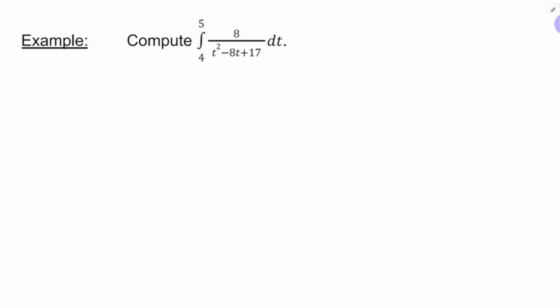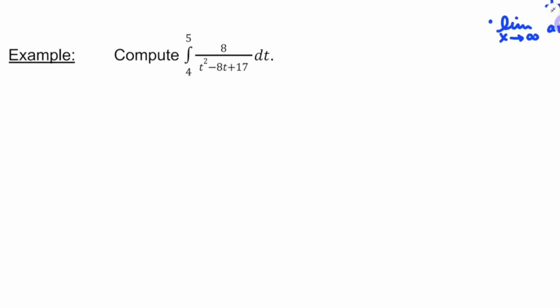So if I was confronted with a definite integral like this one here, you would be able to actually find the value, and especially in a multiple choice setting, get the correct answer. So the integral from 4 to 5 of 8 over t squared minus 8t plus 17, this one is also one bigger than a perfect square. t squared minus 8t plus 16 is the square of t minus 4. So I'm going to say this is the integral from 4 to 5.